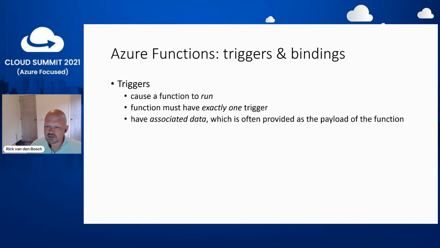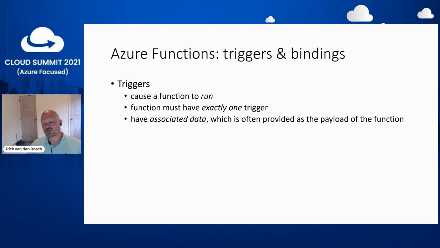Now, those triggers are actually what cause a function to run. When the trigger happens, the function runs. If the trigger doesn't happen, nothing runs. And then the cool thing with functions is, if nothing runs, you don't pay for anything. So a function always has exactly one trigger, and that has associated data with it, which is often provided as the payload of the function or as a parameter into the call of the function.